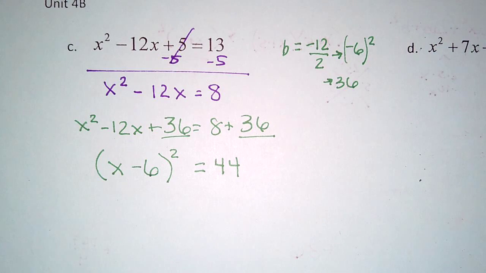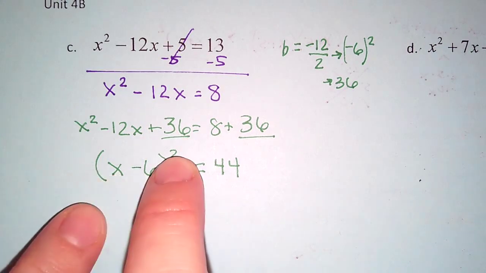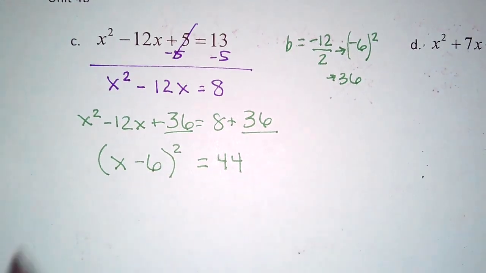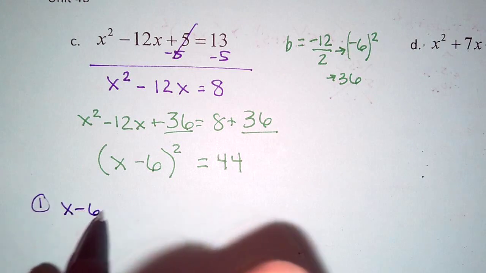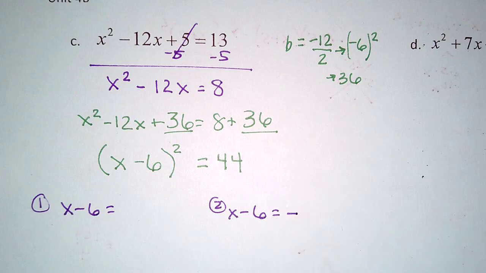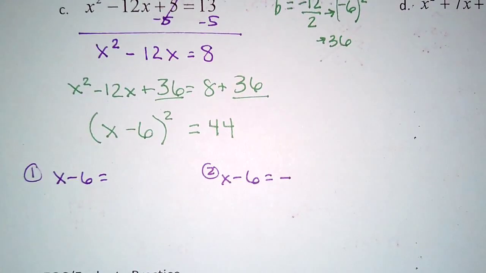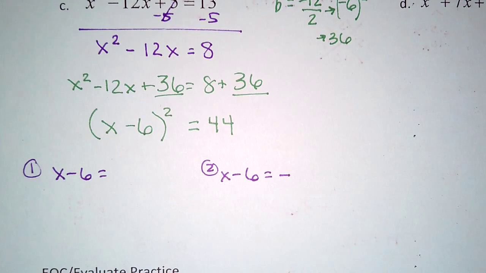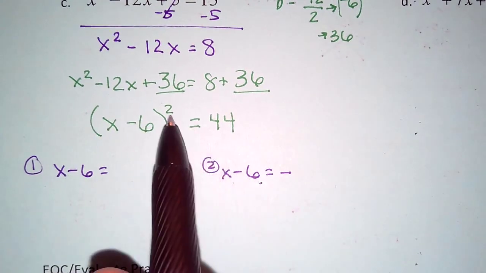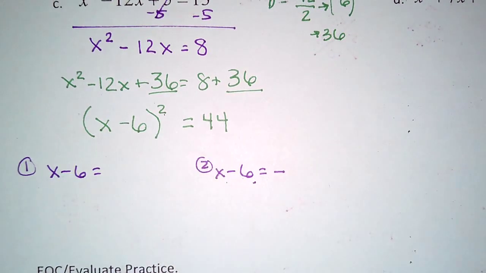Okay, now we have it in the format x plus or minus some number squared equals another number. My next step is to square root both sides, which will get me two equations. X minus 6 equals some number, and x minus 6 equals some negative number. Same number, though. So in your calculator, what do we want to square root? We square rooted this side and got x minus 6. Okay, 44. So what is the square root of 44?